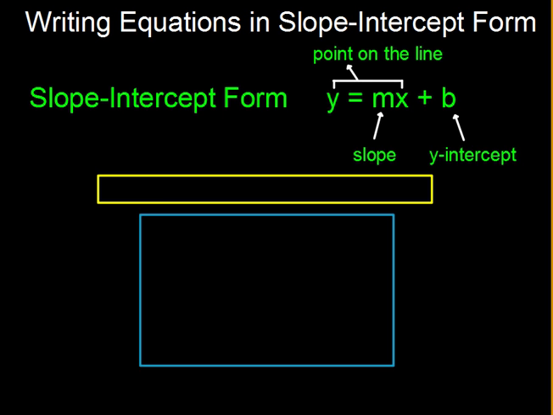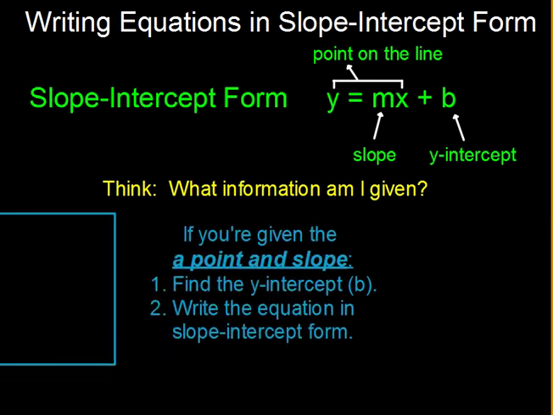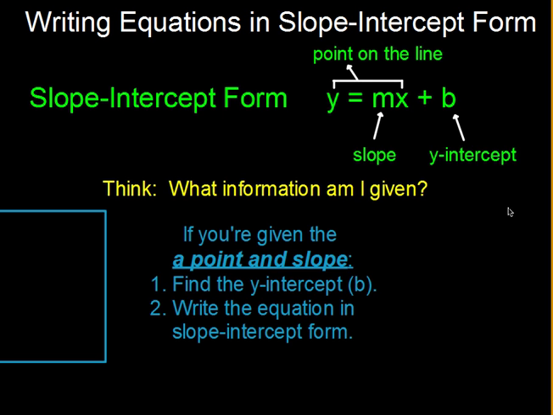So when you are writing equations in slope-intercept form, given certain information, you want to always ask yourself, what information am I given? So let's say you're given a point and a slope. If you're given the point and the slope and you need to write an equation in slope-intercept form, you want to first find the y-intercept, b, and then you'll be able to write the equation in slope-intercept form. So let's look at that.